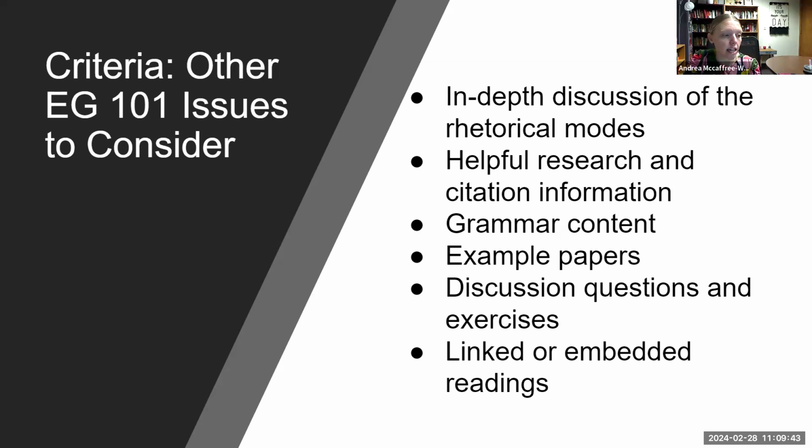Even though we were looking at ancillaries, one thing we really wanted were discussion questions and/or exercises. Those weren't in every OER that we're going to recommend to you today, but there are some in a number of them. We're also going to talk about linked or embedded readings. In English 101, we generally have a handbook and a reader. The handbook is an easier piece to get for the EG 101, but truly the reader can be a very difficult piece. So we were looking at books that had those readings. Again, not all of them have readings, but we will note when they do.